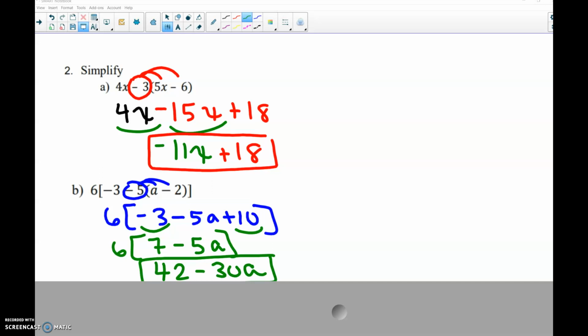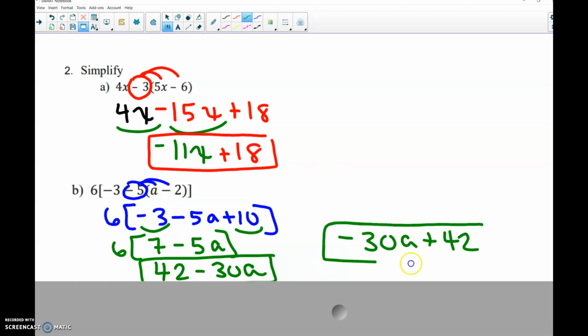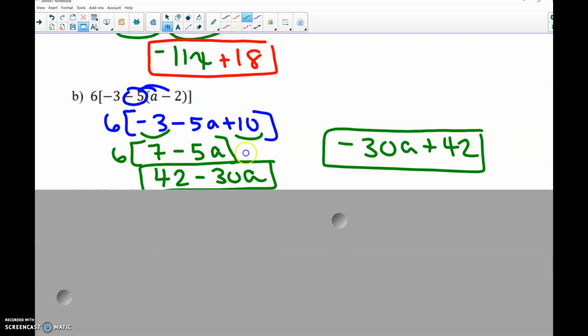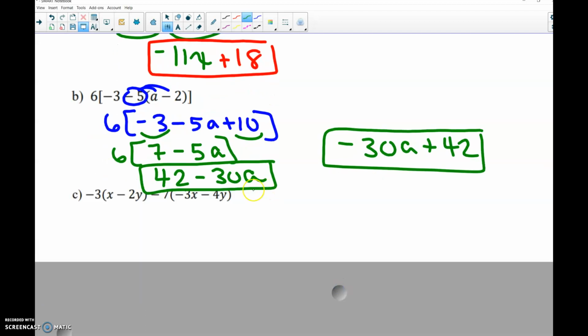If you got 42 minus 30a, you are correct. If you wrote negative 30a plus 42, you are also correct. Either of those answers are fine. When we get into standard form, the constant will come last and your variable parts will come before that, but either answer in the rectangle is fine. All right, I wrote on top of my next example here. All right, take a minute and simplify part C completely.